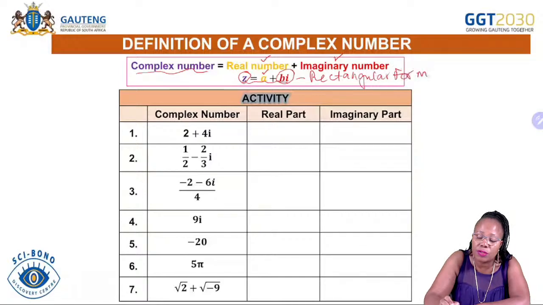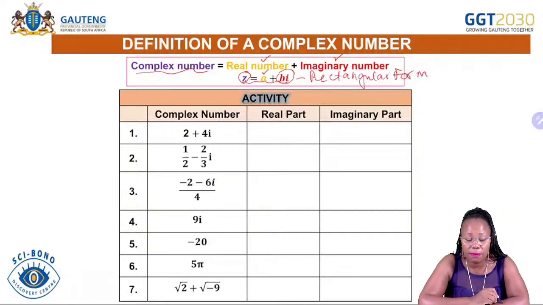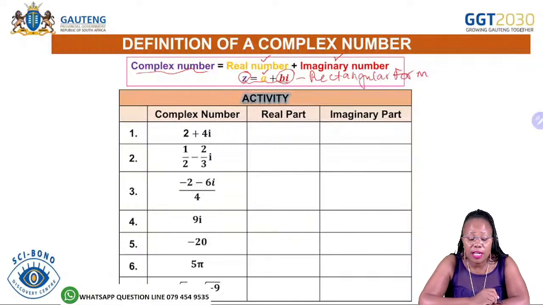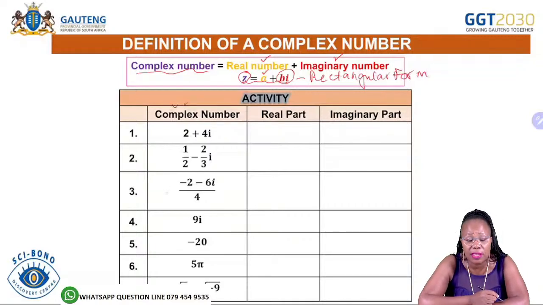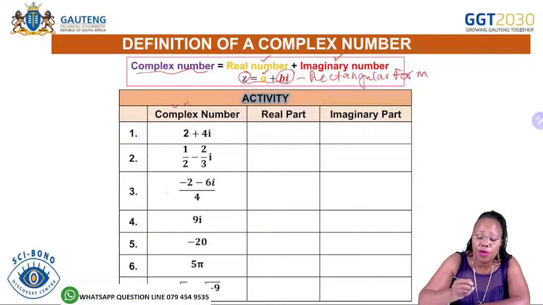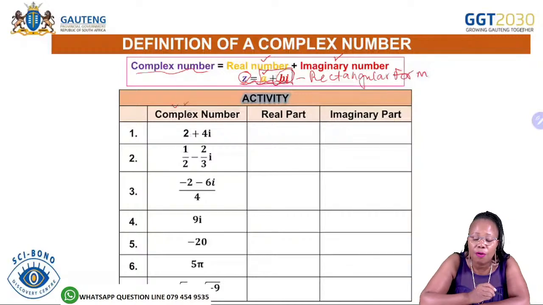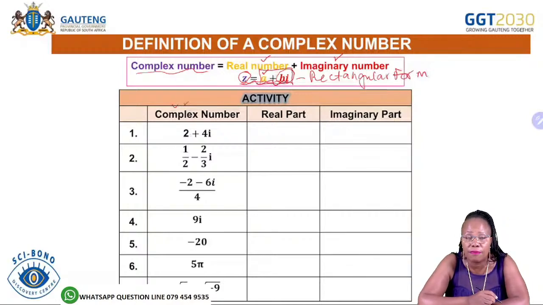Original complex notation is a rectangular form. Right, let's start with the first activity now. In this activity, you are given the complex numbers as indicated, 1 up to 7 there. And then you need to note down which one is the real part and which one is the imaginary part. It is very important that before you start identifying, grade 12, you ensure your complex number is in the format A plus Bi, or the rectangular form.